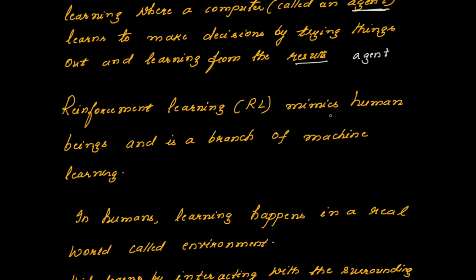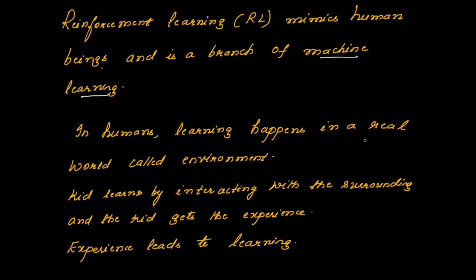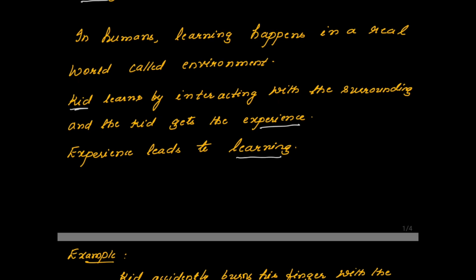Reinforcement learning mimics human beings and is a branch of machine learning. In humans, learning happens in a real world called the environment. A kid learns by interacting with the surrounding and the kid gets experience. Experience leads to learning. In reinforcement learning, the agent is learning by itself by gaining experience, by trying things out, similar to how the kid learns by interacting with the surrounding, and definitely the kid is going to get experience once the kid starts interacting with the surrounding.